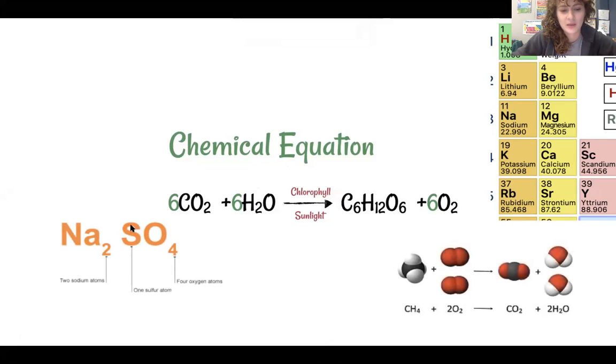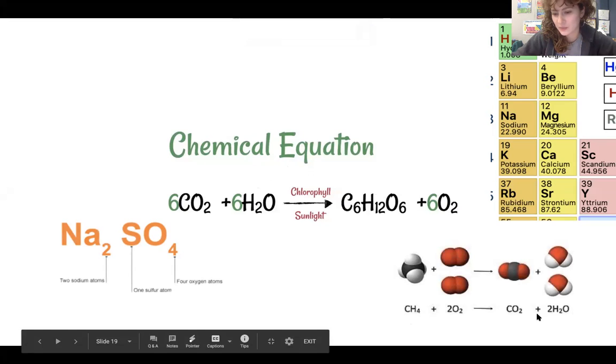Here's another example of a chemical formula. And then this shows us a reaction with the reaction sentence, the chemical formulas for each of the molecules, and a diagram of what they look like.